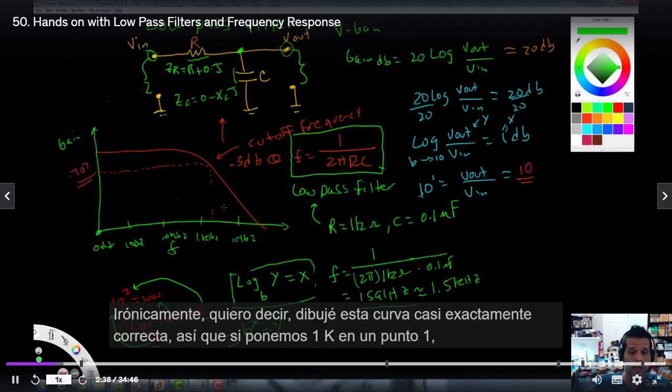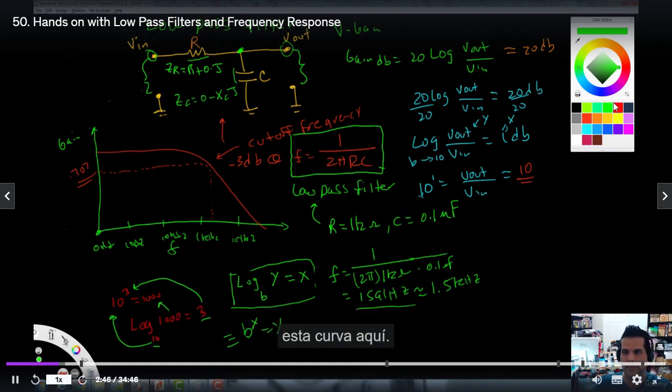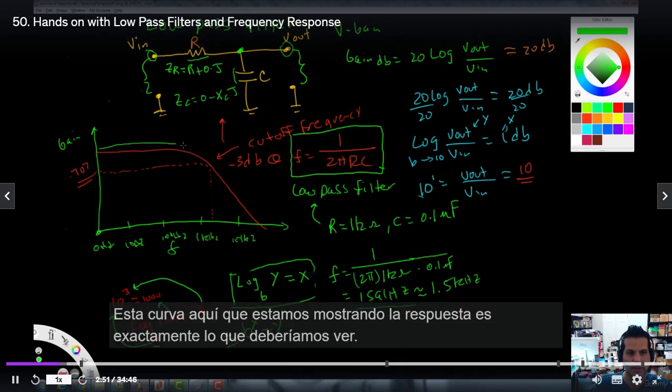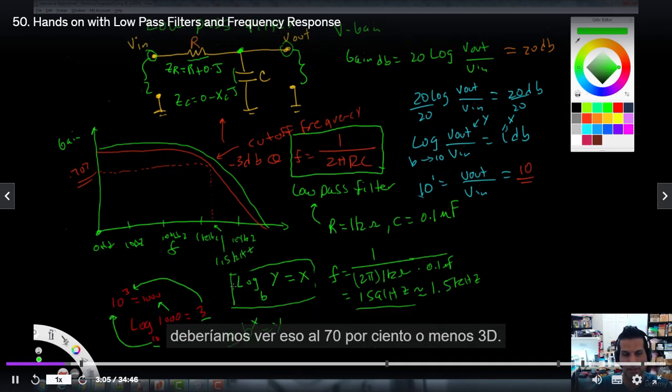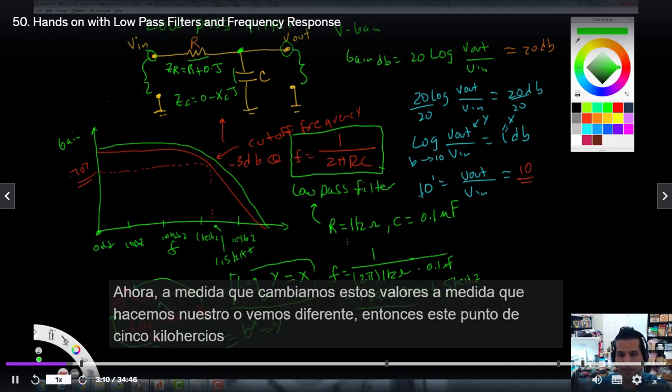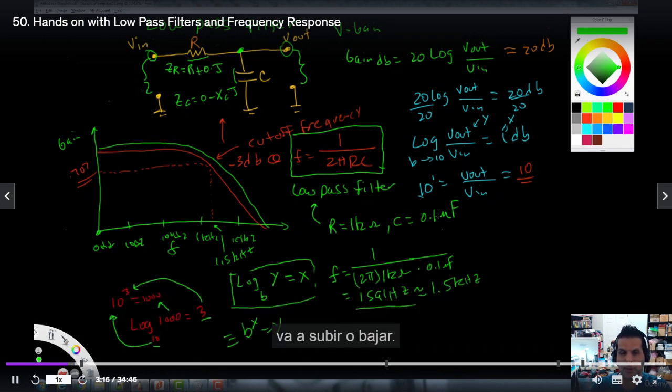So ironically, I drew this curve almost exactly correct. So if we put a 1K and a 0.1, this curve right here that we're showing, the response, is exactly what we should see. So basically, here's 1.5 kilohertz as drawn. Actually, that's where we should see that 70% or that minus 3 dB. All right, now as we make R or C different, then this 1.5 kilohertz is either going to go up or go down.